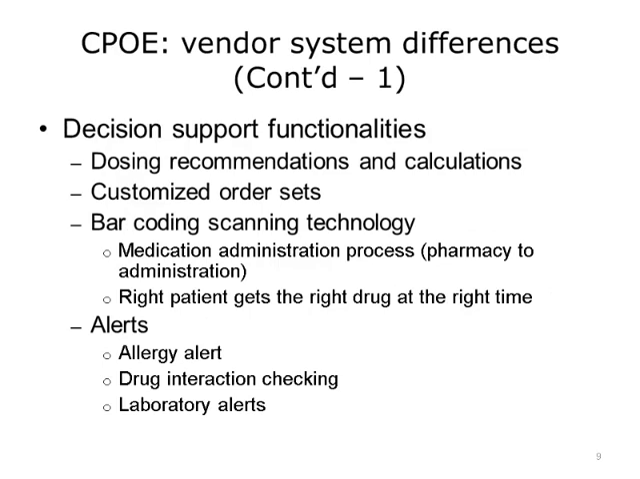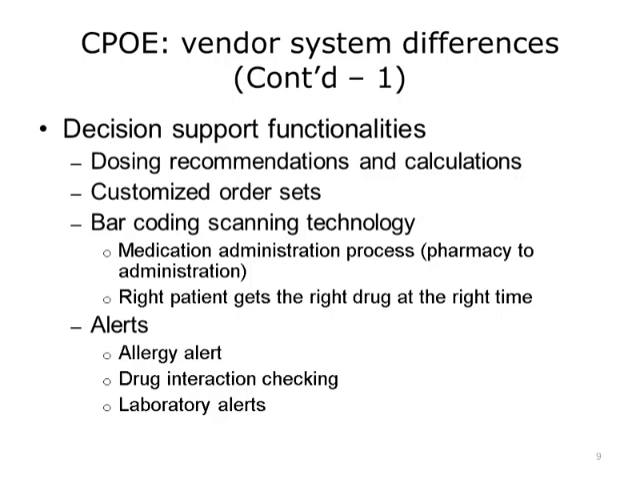CPOE systems may also differ by the types of decision support functionalities. Some systems may provide medication dosing recommendations and calculations. Often, these calculations are based on a patient's weight or laboratory values. A CPOE system may have customized order sets based on a patient's diagnosis. For example, an order set for a patient diagnosed with pneumonia may indicate specific laboratory tests and x-rays that should be performed and medications that should be prescribed.